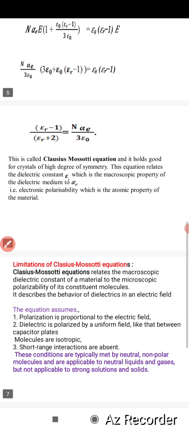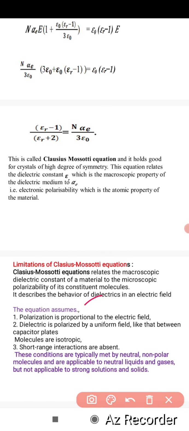The Clausius-Mossotti equation assumes the polarization is proportional to the electric field. The dielectric is polarized by a uniform field, like between the capacitor plates. Molecules are isotropic, and short-range interactions are absent. These conditions are typically met by neutral, nonpolar molecules and are applicable to liquids and gases, but not applicable to strong solutions and solutes.